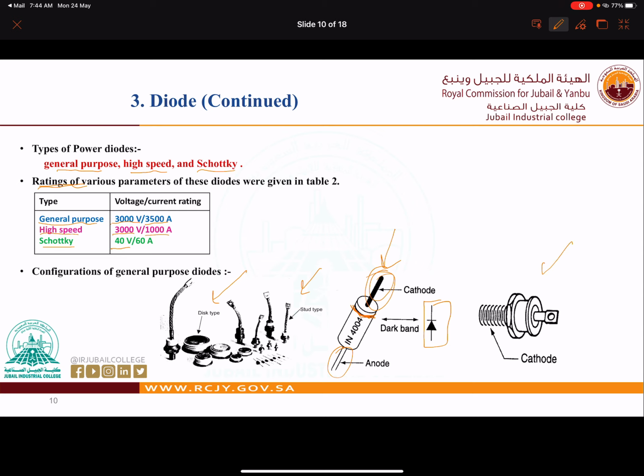And this is another type of diode, which is like a screw. So this is the cathode and here is the anode.